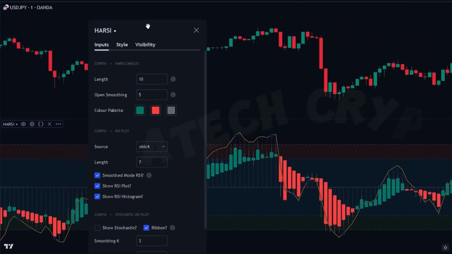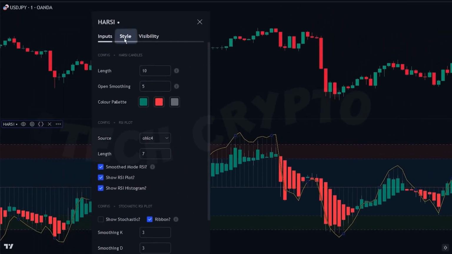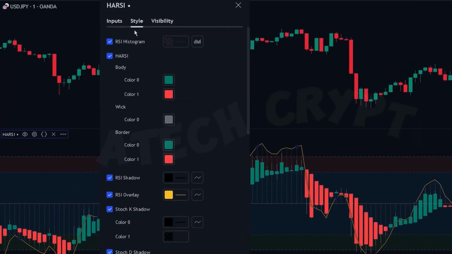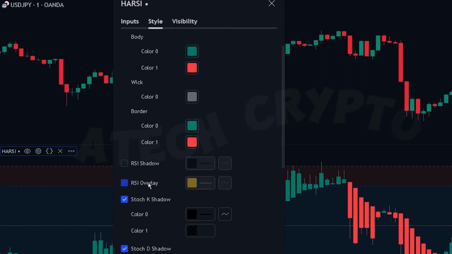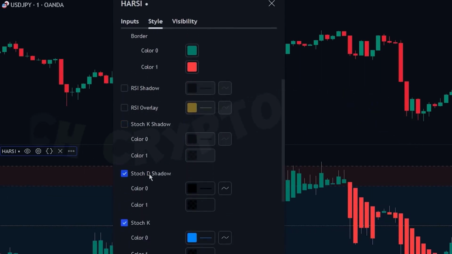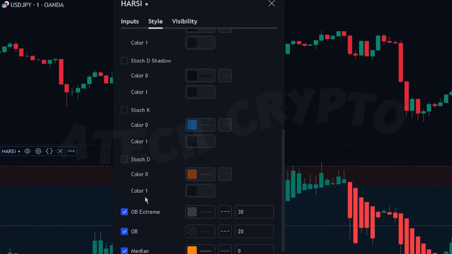Now that we have changed the input settings, we will be changing the style settings. Here we will first be removing the RSI histogram, overlay, and shadow. After that, we will be removing all of the components of the stochastic indicator. That was all that we needed to do.